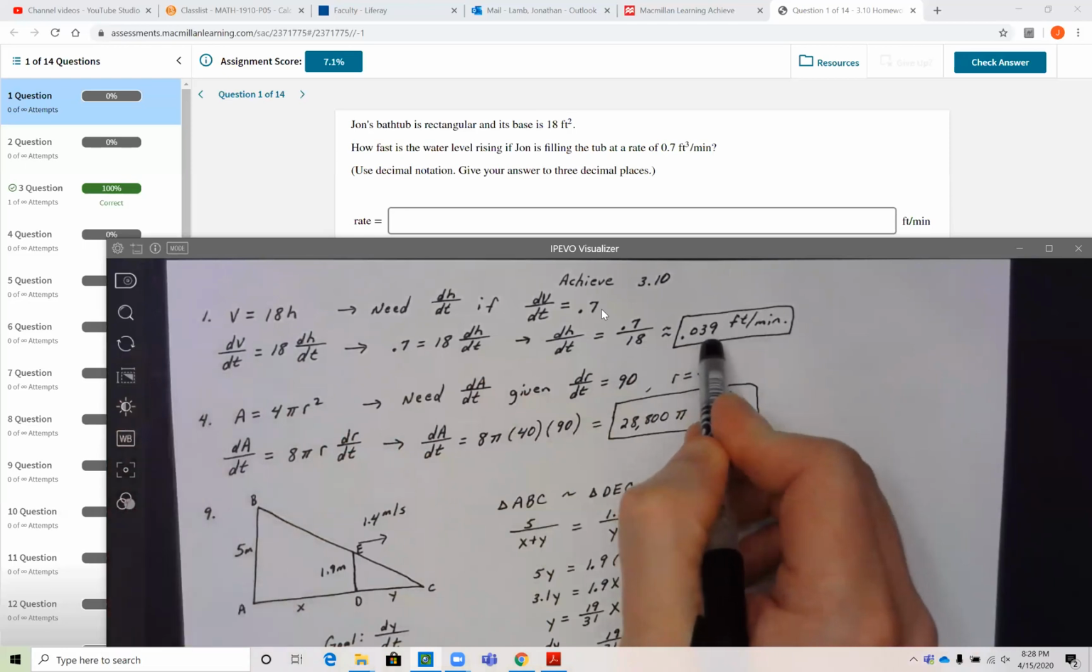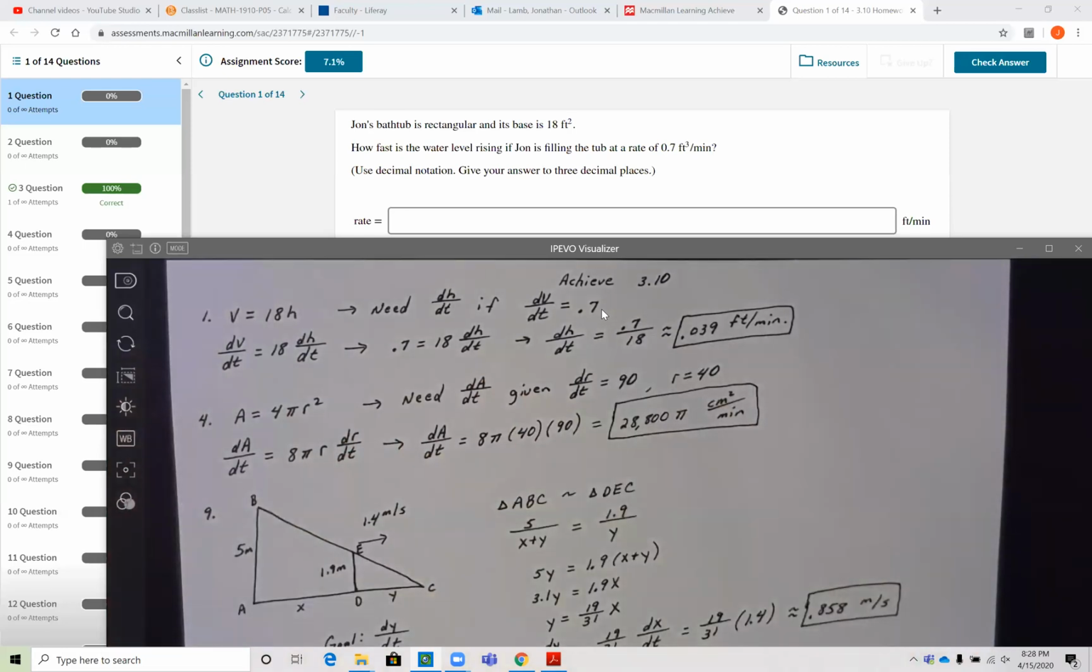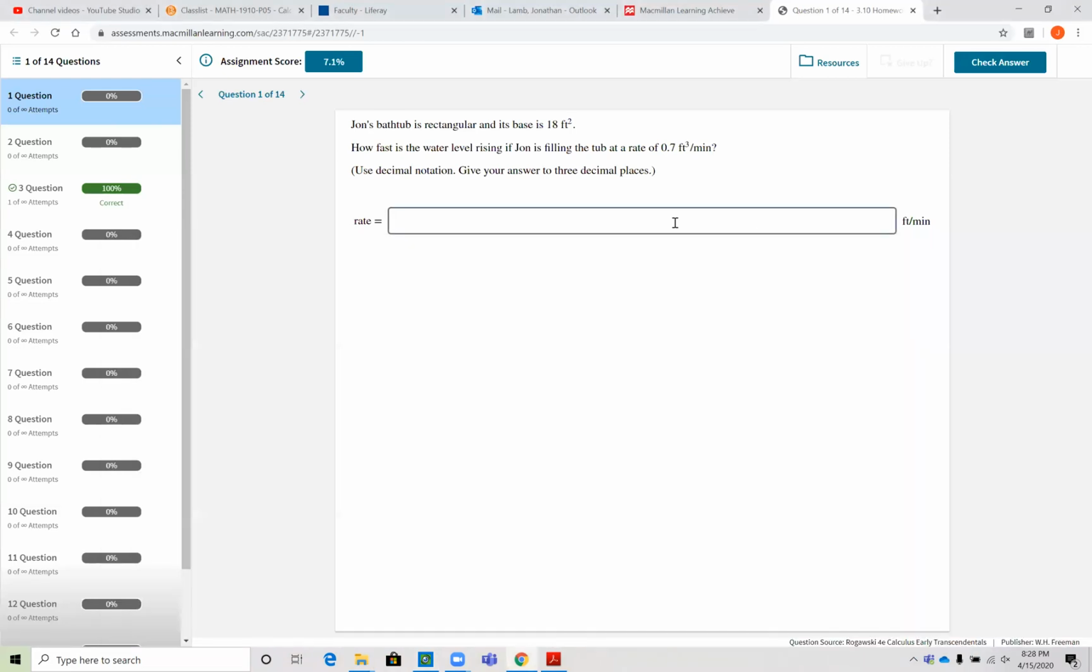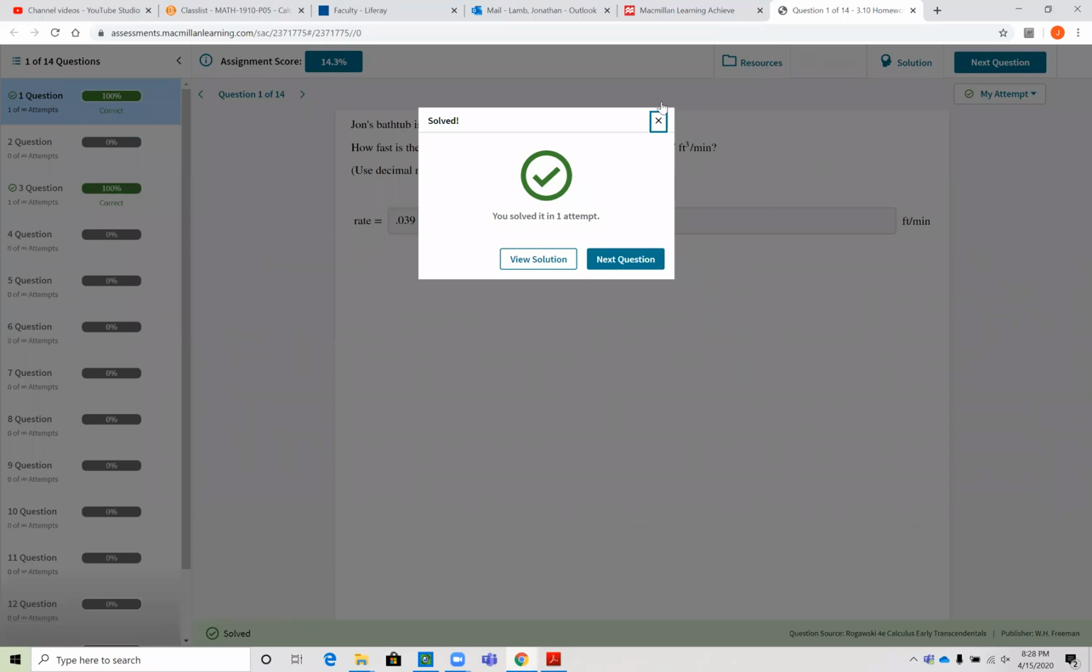When I went to my calculator, I got 0.03. It was actually 88 repeating, but Achieve is wanting the answer to 3 decimal places, so I'll say that's just going to be 0.039, and I'll check that answer here. And you can see, correct.